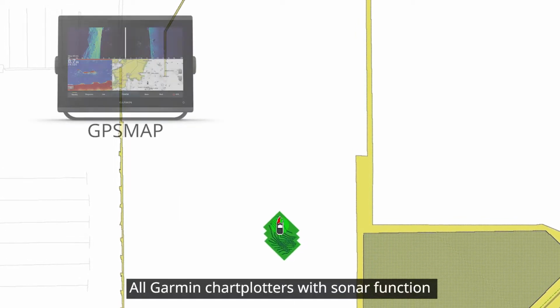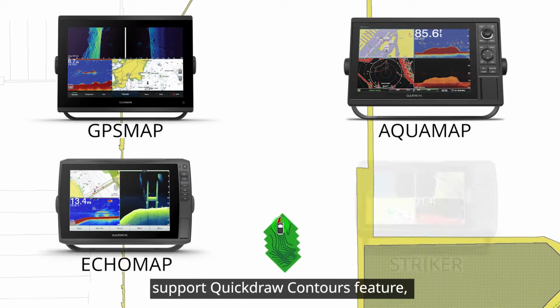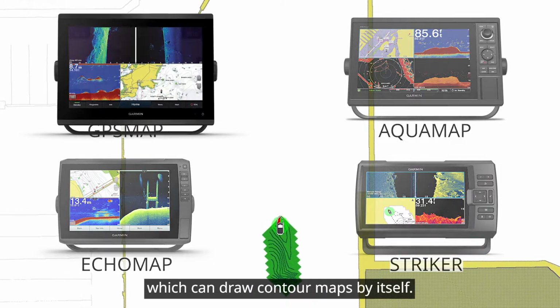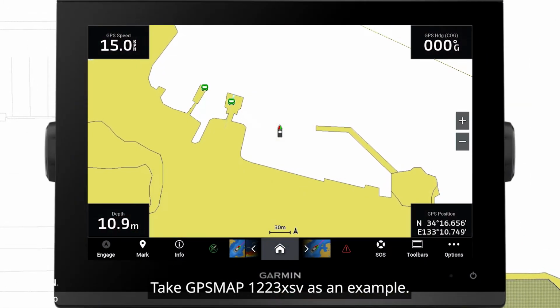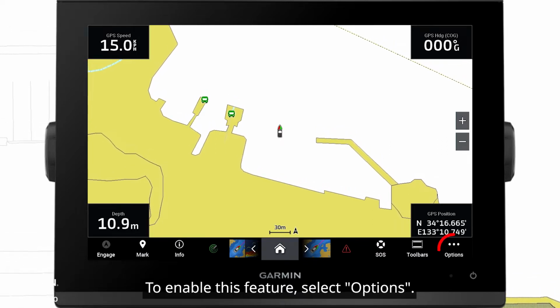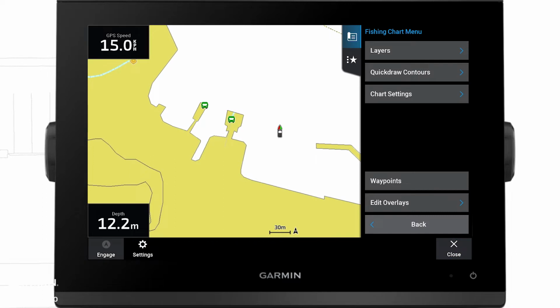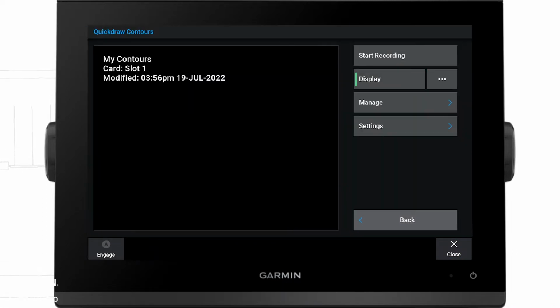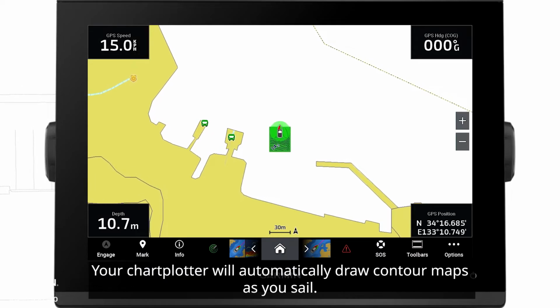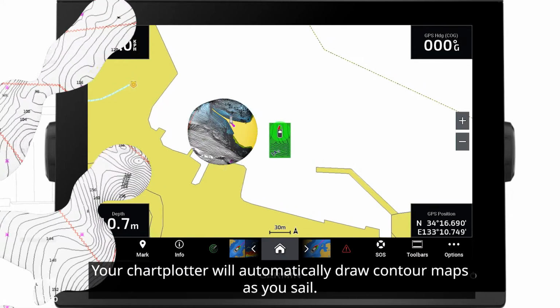All Garmin chart plotters with sonar function support Quickdraw Contours feature, which can draw contour maps by itself. Take GPSMAP 1223XSV as an example. To enable this feature, select Options, Quickdraw Contours, Start recording. Your chart plotter will automatically draw contour maps as you sail.